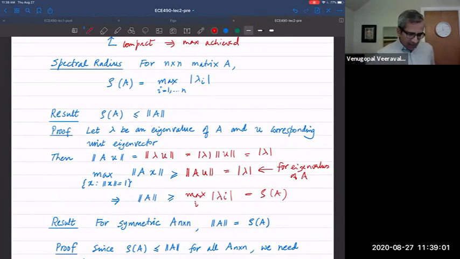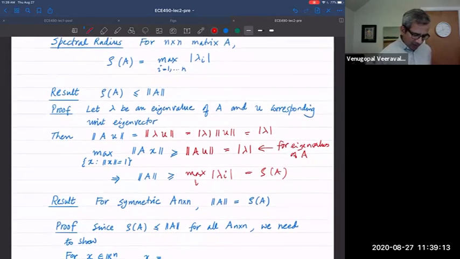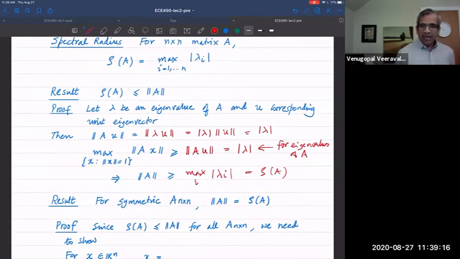We just showed that the norm of A is greater than or equal to rho of A, for any matrix A. But for symmetric A, we now need to show the opposite inequality. We need to show that the norm of A is less than or equal to rho of A, that is, rho of A is bigger than or equal to the norm of A. And then we'll be done. That will mean that they have to be equal.